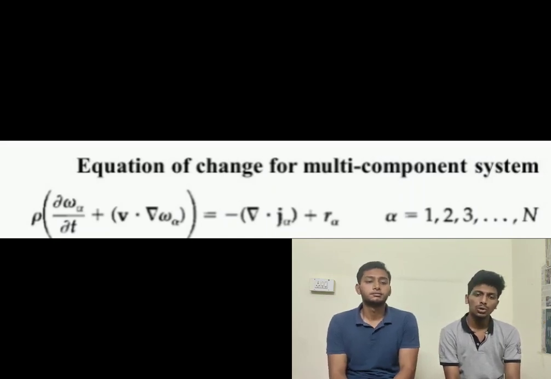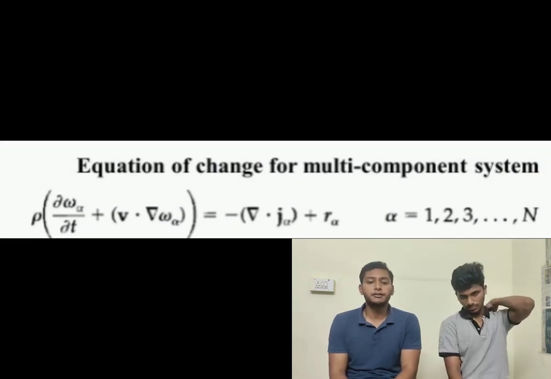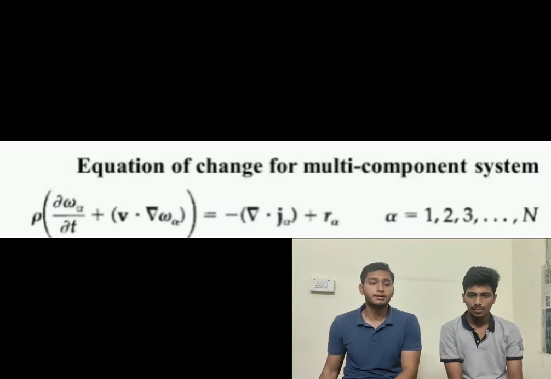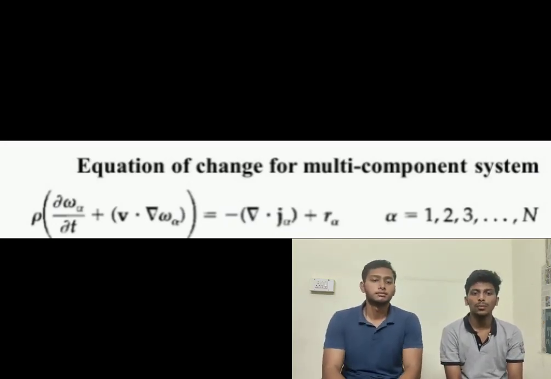So rho is the mass density of the mixture, V is the mass average velocity, J alpha is the diffusive mass flux of the species alpha, and R alpha is the rate of production due to chemical reaction. Mass-based formulations are essential in combustion, pollutant dispersion, and multi-phase flows, where mass transfer is critical and bulk motion dominates. Now let us move to the molar form.